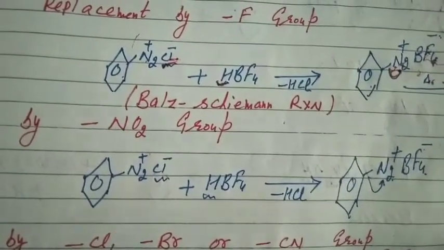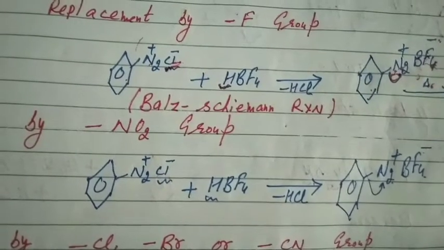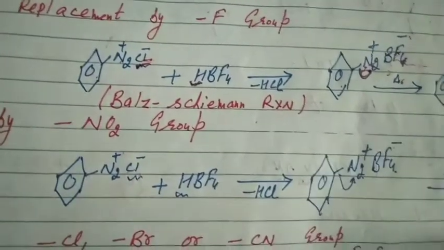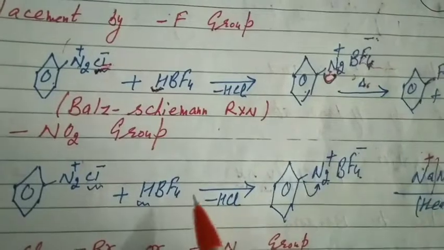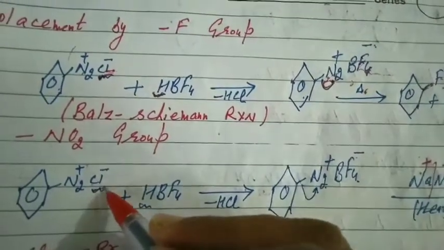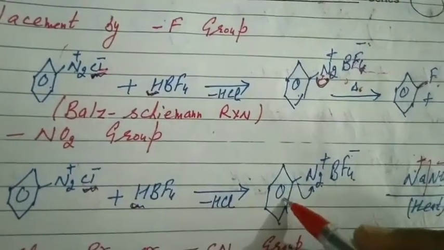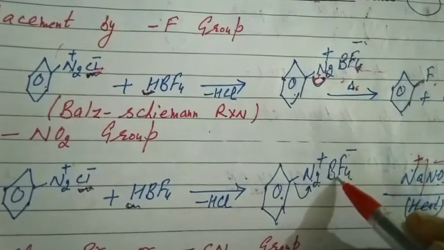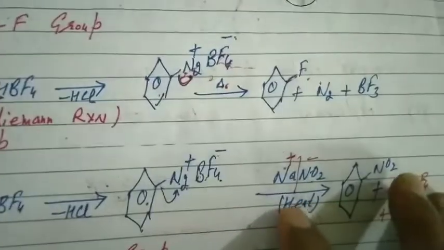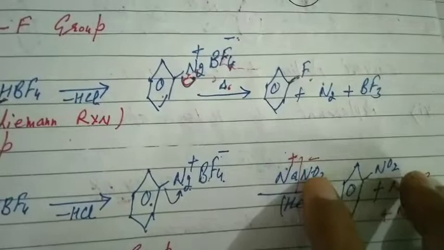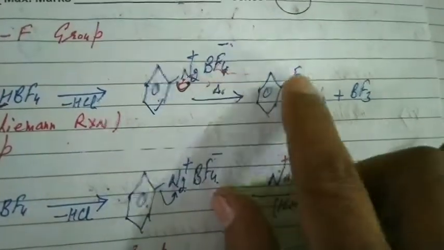Substitution by nitro group: when we treat diazonium salt with fluoroboric acid, that is the same step as we discussed. A precipitate of benzene diazonium fluoroborate is obtained. But in the second step, we will heat it in the presence of sodium nitrite. When we simply heat it, we get fluorobenzene.